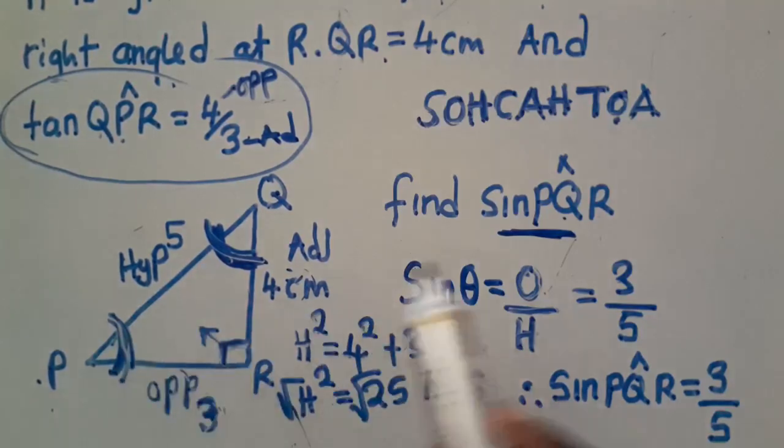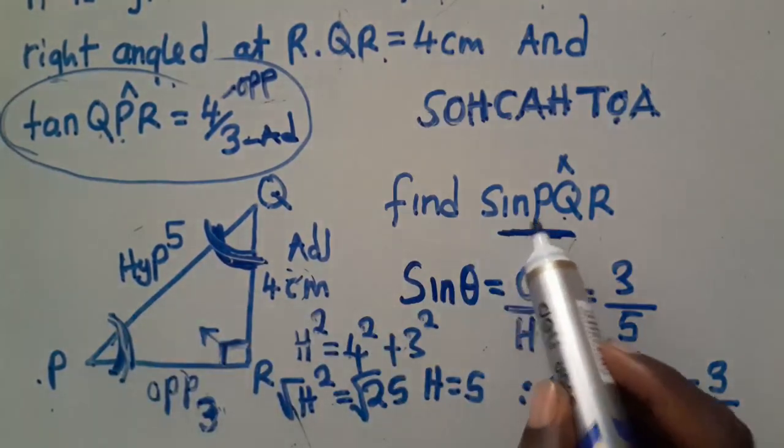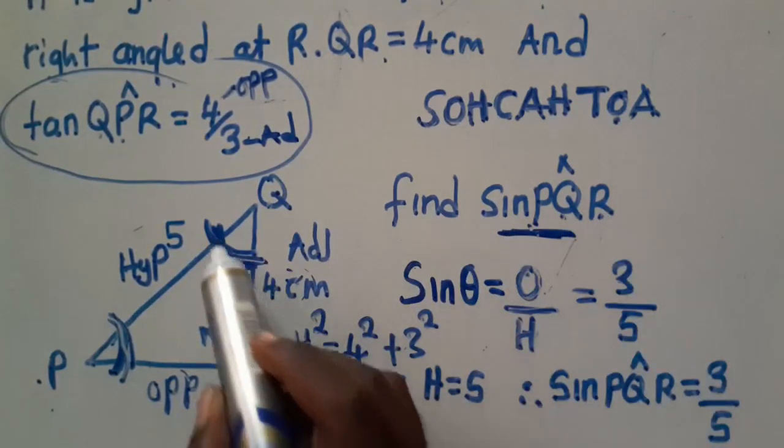Now we come back to our question. The question was saying sine PQR. So Q is there.